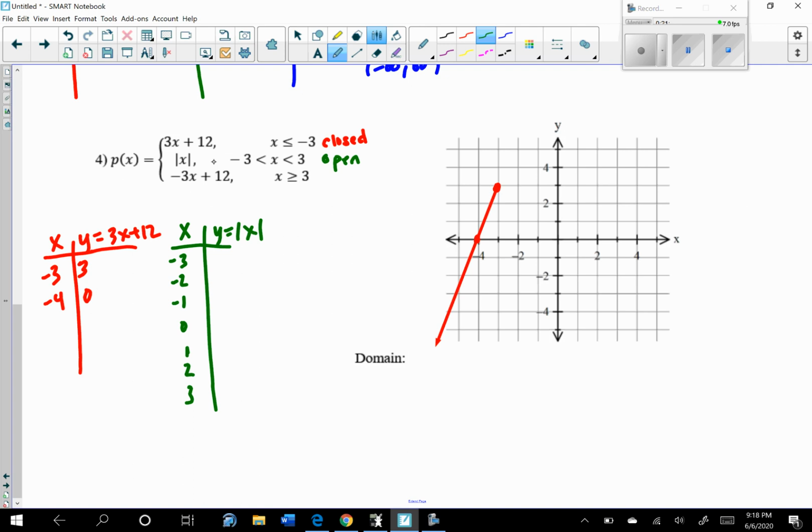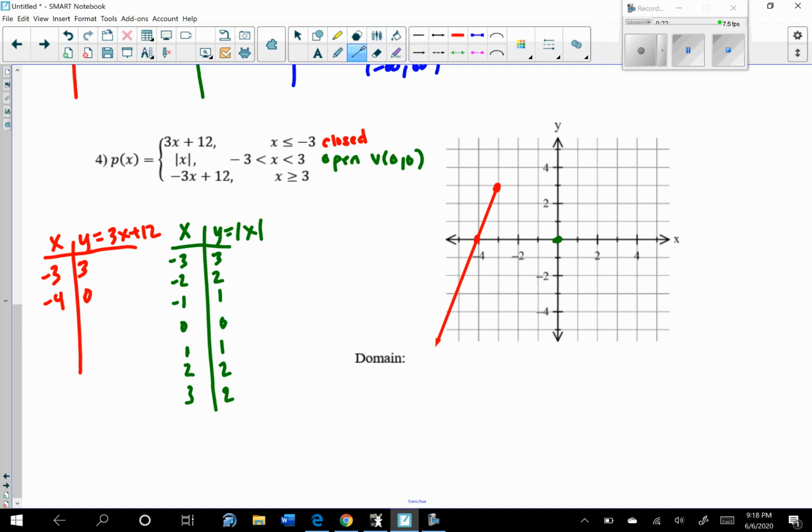I know that this is the parent graph, so the vertex is actually at the origin. So the vertex is at 0, comma 0. We just did that the other day. And that's included in our solution set. So because we know that's the vertex, we know that both sides are going to be the same. So it's going to be easy to plug in those values. If I plug in negative 3, I get 3, 2, 1, 0, 1, 2, and 3. Because remember, the absolute value is the distance from 0 on a number line.